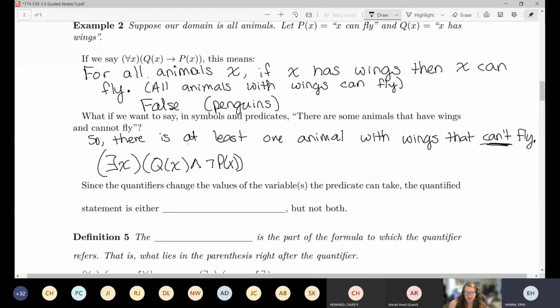So I kind of said this already, but since quantifiers change the values of the variable or variables that the predicate can take, the quantified statement, and when I say quantified statement, I mean it either has a for all or there exists, is either true or false. Even though it's got variables floating around, once we add on those quantifiers, it can be either true or false, but not both. So this second thing we just wrote, there exists an animal such that it has wings and cannot fly, would be true because penguins.